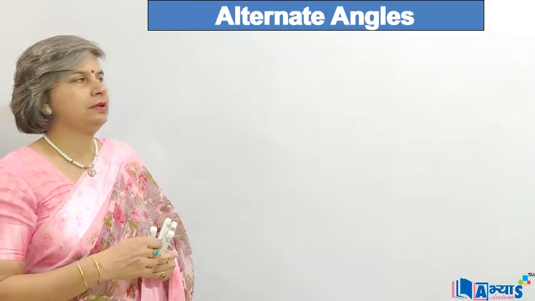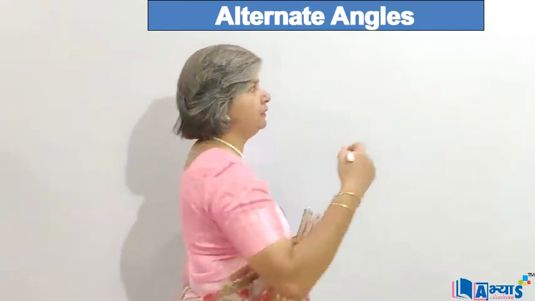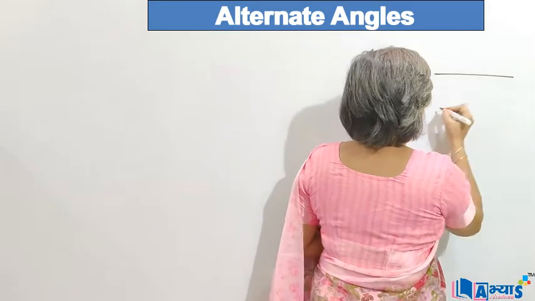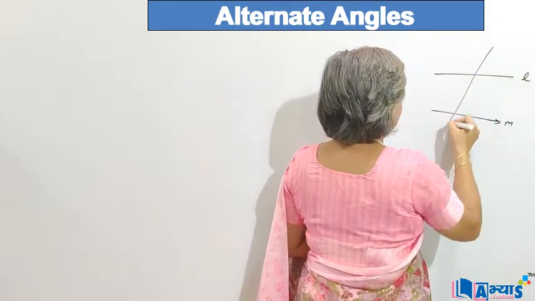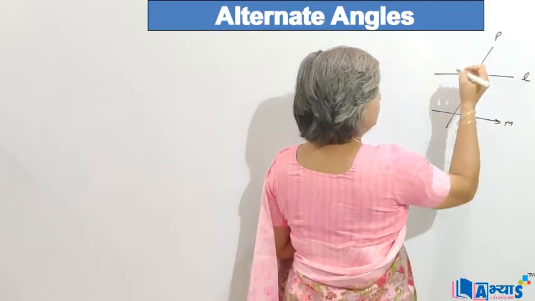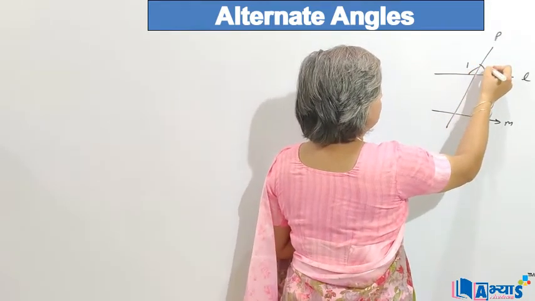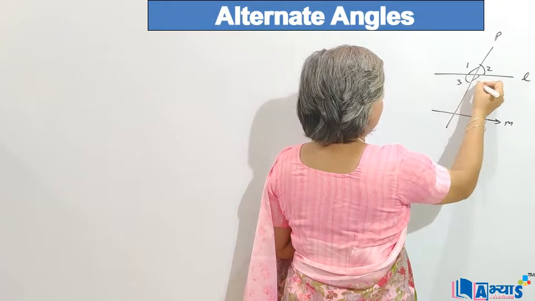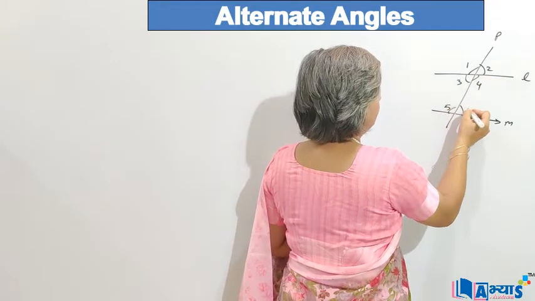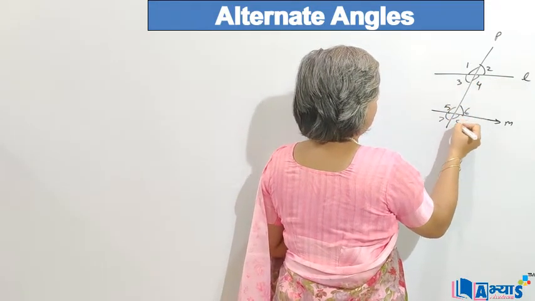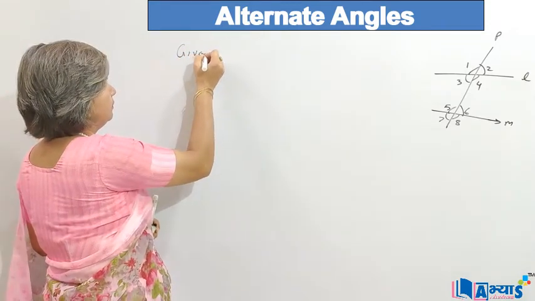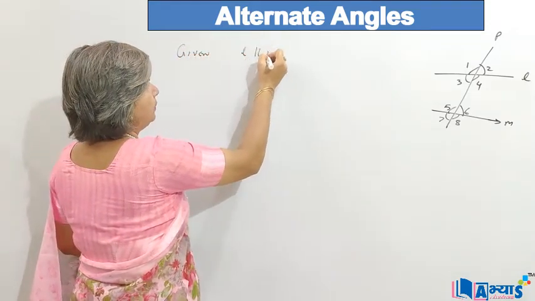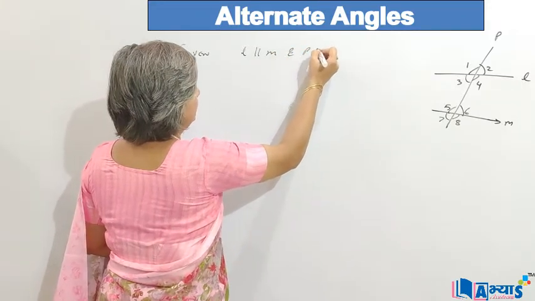Now let us prove the theorem that alternate angles are equal. We are given that L and M are two parallel lines and P is the transversal cutting them. Let us suppose the angles are numbered 1, 2, 3, 4, 5, 6, 7 and 8. So we are given that L is parallel to M and P is the transversal.